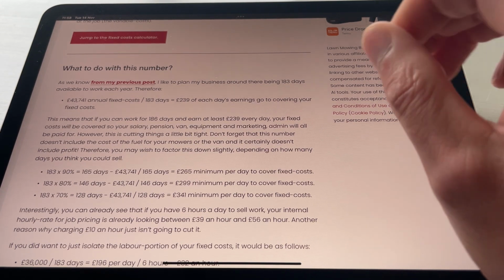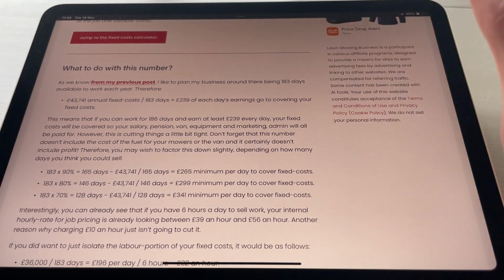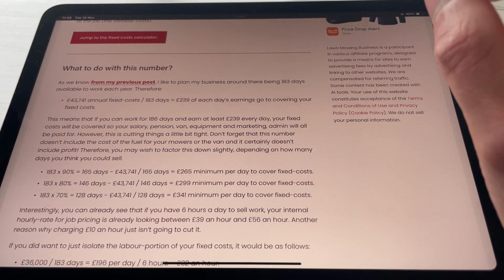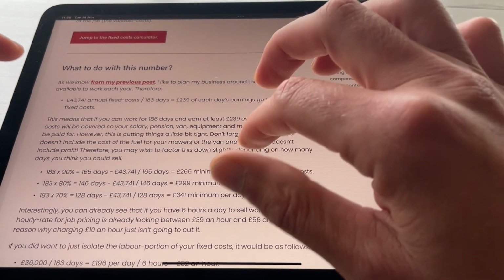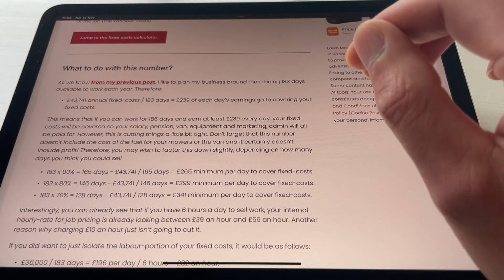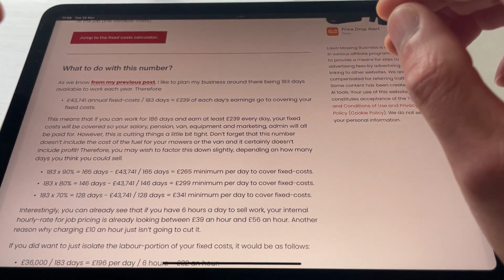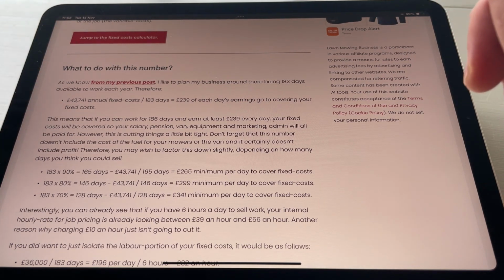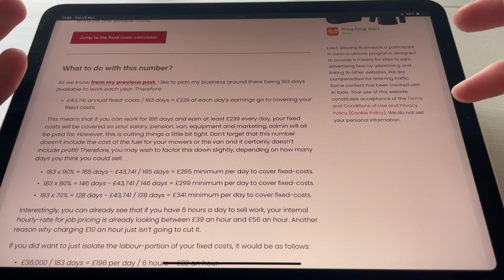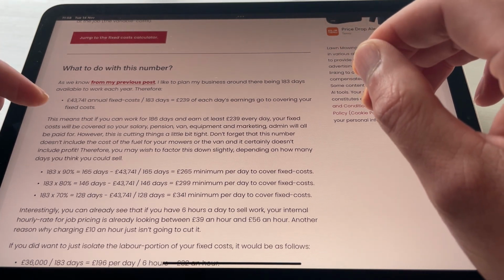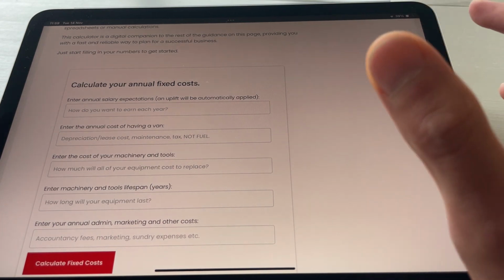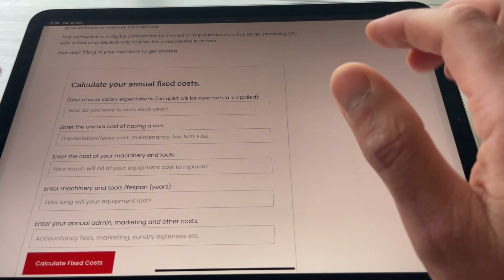So, for example, I probably want to work about 183 days a year. That includes bank holidays, paid holidays, sick days, and then obviously days like today where you're rained off and the ground's too wet and you can't do anything. You've got to factor all that into your equations. So I've made this fixed cost calculator to make everyone's life that bit easier.